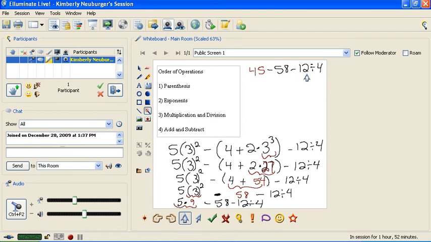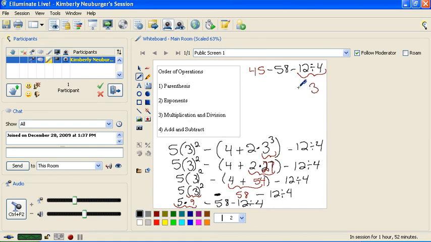Now I notice I still have this division right here, 12 divided by 4. So I'm going to go ahead and do that. 12 divided by 4 is 3. And then copy the rest of the problem down.